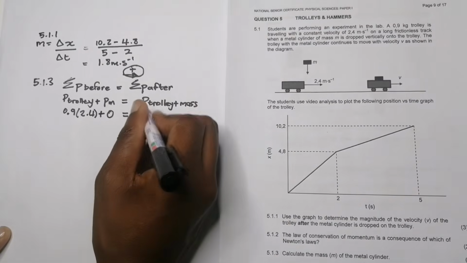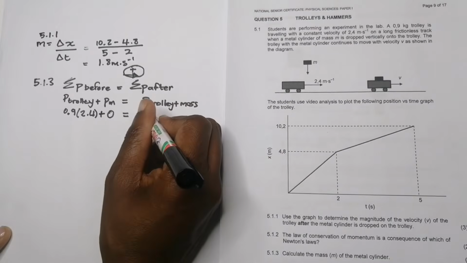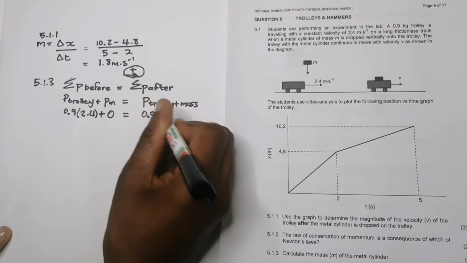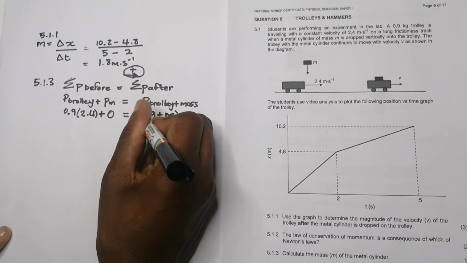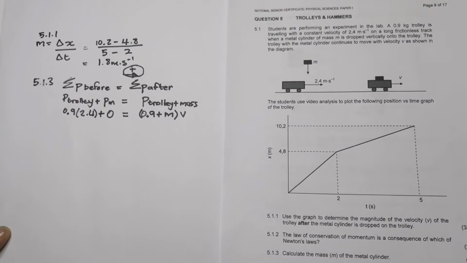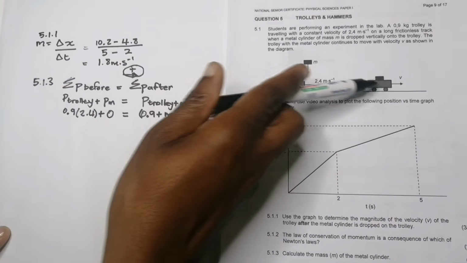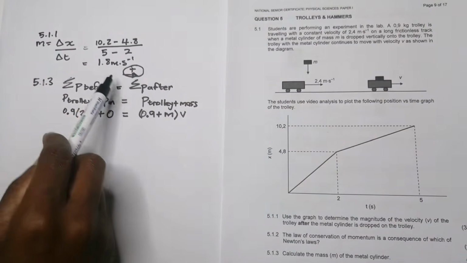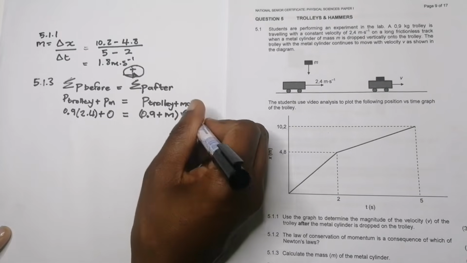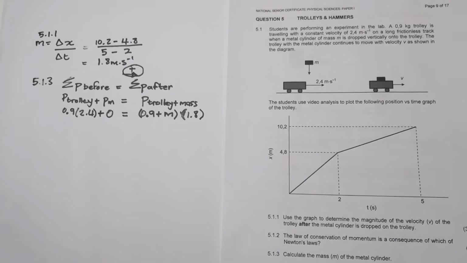After collision, we know that the trolley and the mass were both together. So it's going to be 0.9 plus mass m, and both of them were moving with velocity v. Let's not waste time: we'd already found the velocity v when they were moving together, the one we calculated there. So I'm just going to substitute it as 1.8, and we found that to be positive as well. Now we can do our mathematical gymnastics.